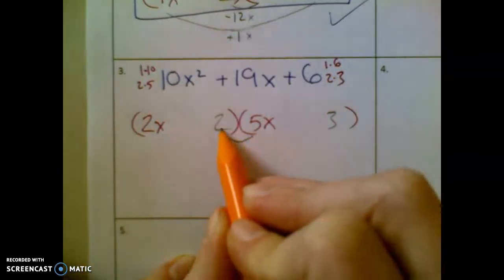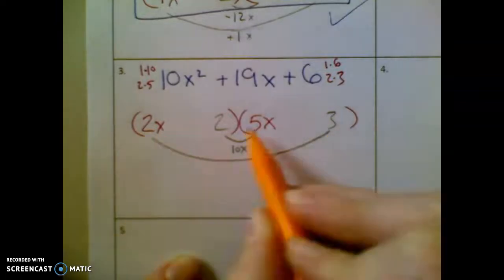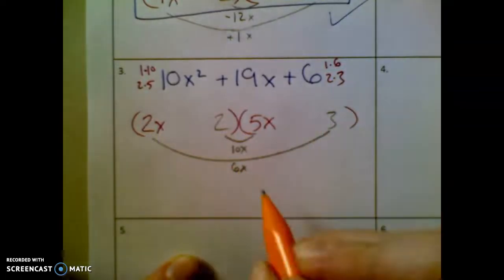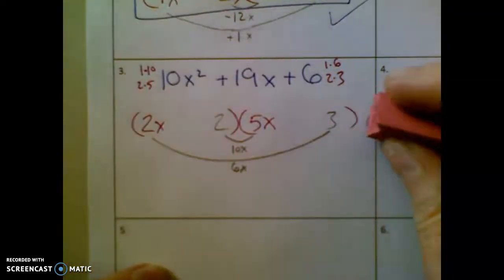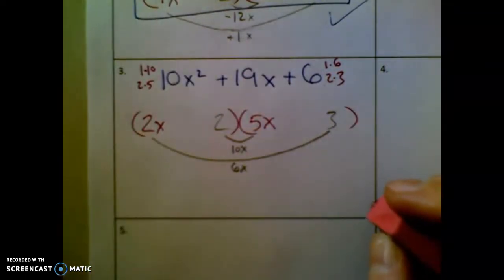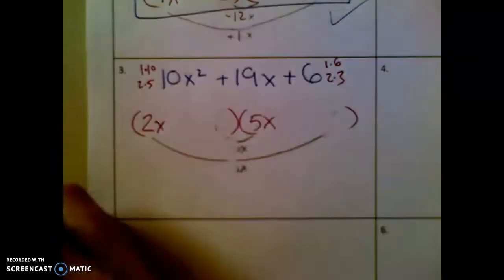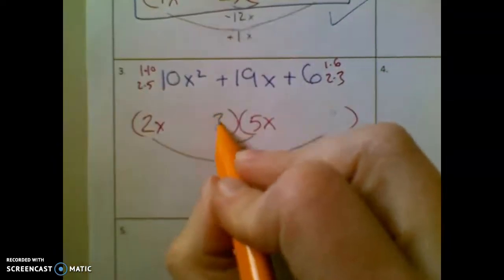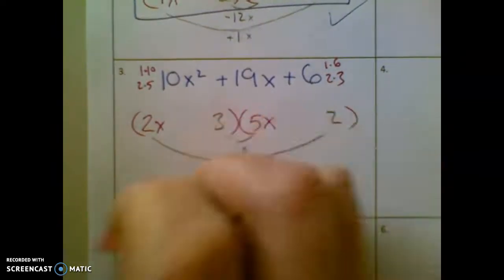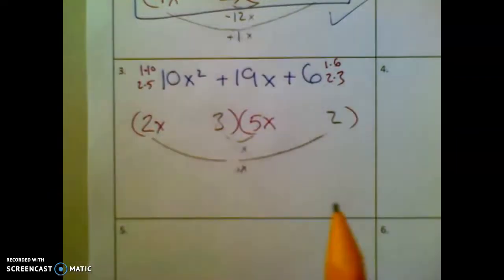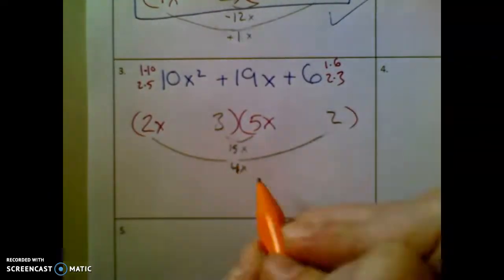Inner product, 2 times 5x is 10x. Outer product, 2 times 3, that's a 6x. Well, 10x and 6x can never give me 19x, so I've chosen the wrong order. So I'm going to swap these guys. So I'm going to put a 3 here and a 2 here instead. Okay, and then I'm going to check my inner product again. 3 times 5 is 15, and 2x times 2 is a 4x.